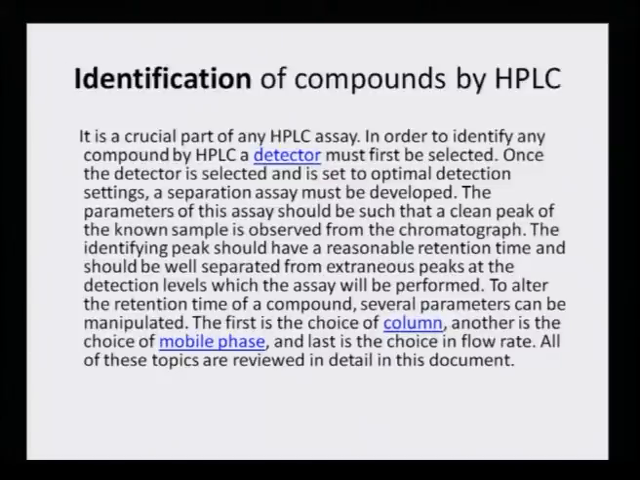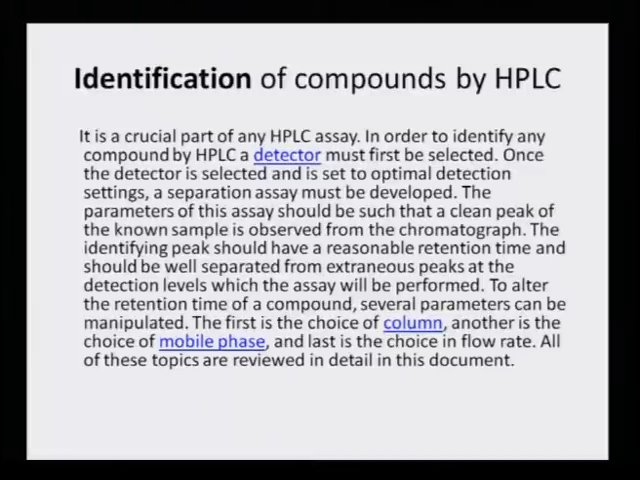The parameters of this assay should be such that a clean peak of the known sample is observed in the chromatograph. The identifying peak should have a reasonable retention time and should be well separated from extraneous peaks at the detection levels at which the assay will be performed. To alter the retention time of a compound, several parameters can be manipulated. The first is the choice of column, another is the choice of mobile phase, and the last is the choice of flow rate. All of these are reviewed.